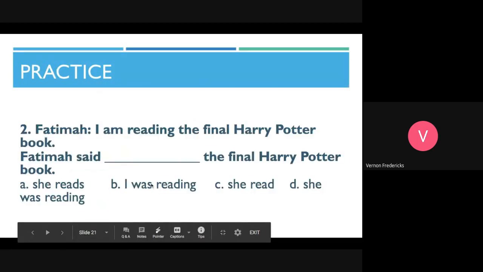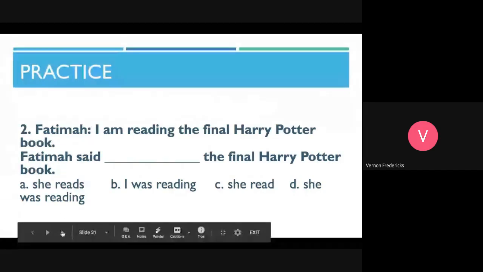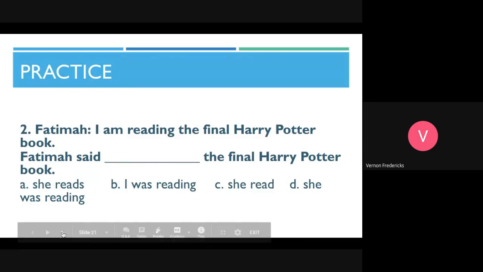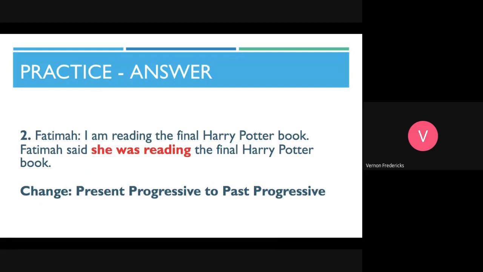Number 2, Fatima: I'm reading the final Harry Potter book. Fatima said, so what do we have there? What is my main verb? I am reading, yeah? So we have to move one back. And we need a pronoun as well. Which one is it, A, B, C, or D? The correct answer is D. Fatima said that she was reading the final Harry Potter book. So it's present progressive to past progressive.